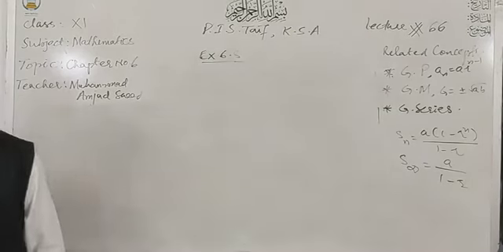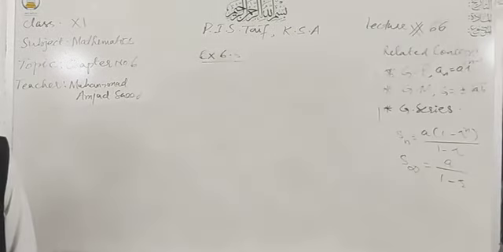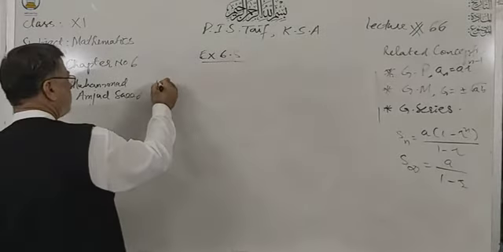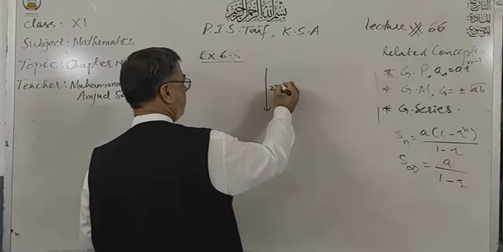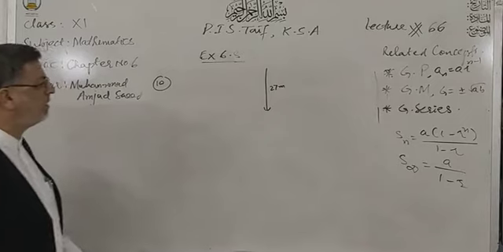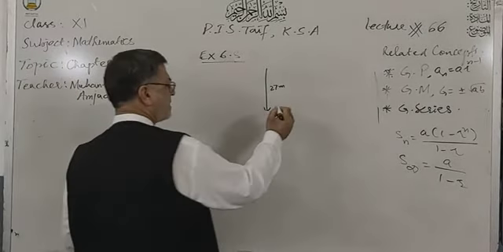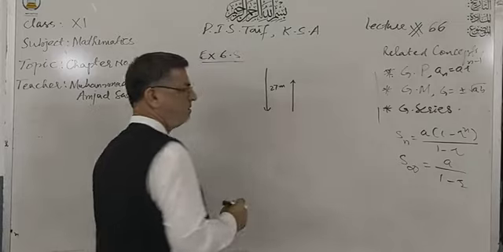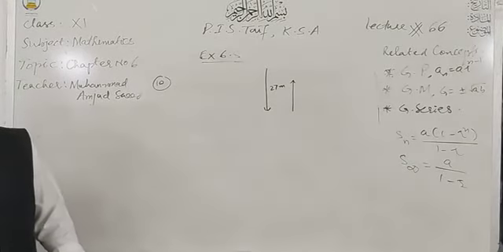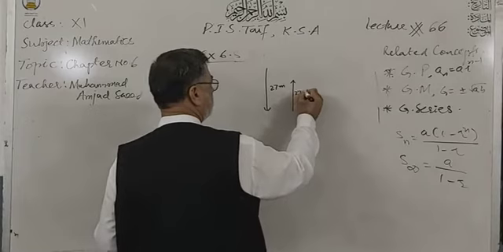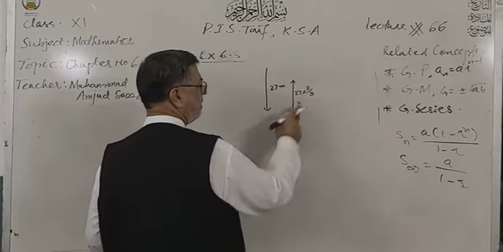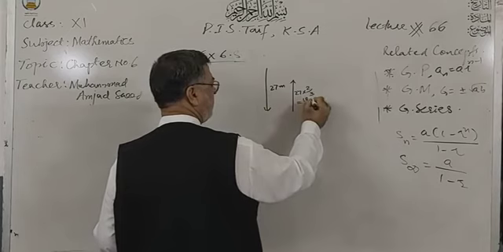Question number 10 and 11. A ball is dropped from the height of 27 meters. It rebounds two-thirds of the distance. Two-thirds of the distance means 27 into 2 by 3. 3 nines are 27, and this will be 18 meters.